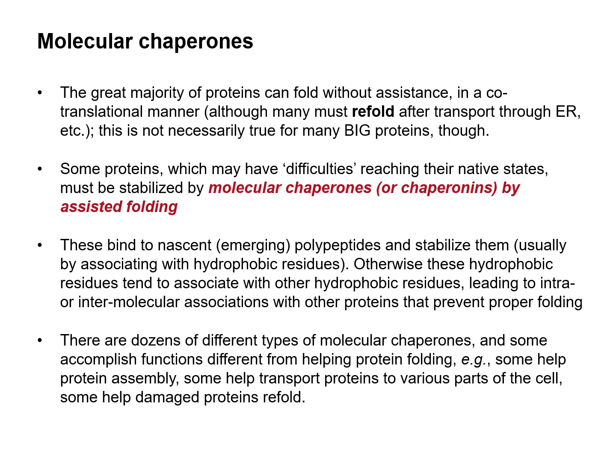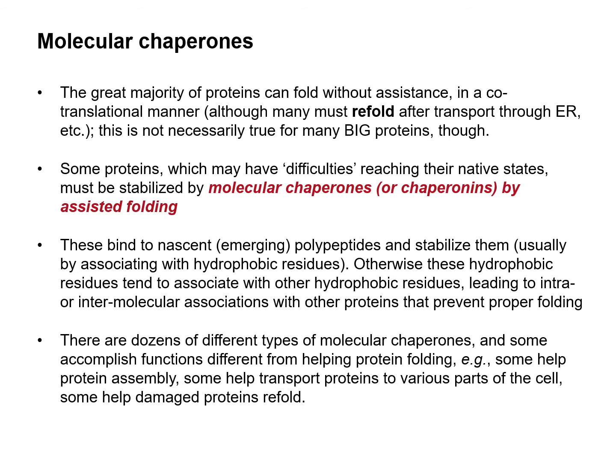The mechanism for how a chaperone works is that it binds to the nascent or emerging polypeptides and stabilizes them by associating with the hydrophobic residues. Otherwise, if that doesn't happen, the hydrophobic residues on those big proteins tend to associate with other hydrophobic regions within the same protein, or with intermolecular associations with other proteins, which prevent proper folding.